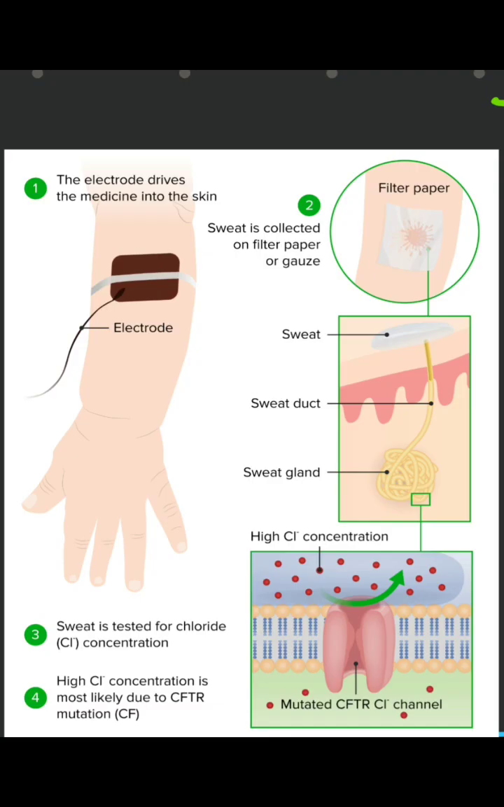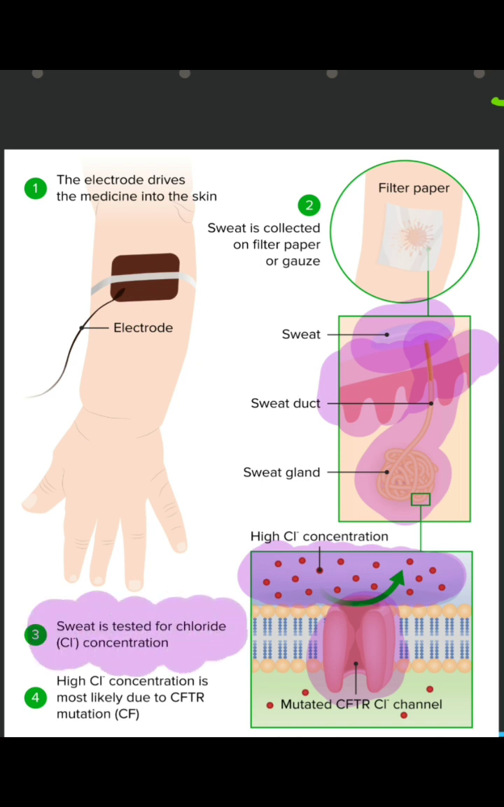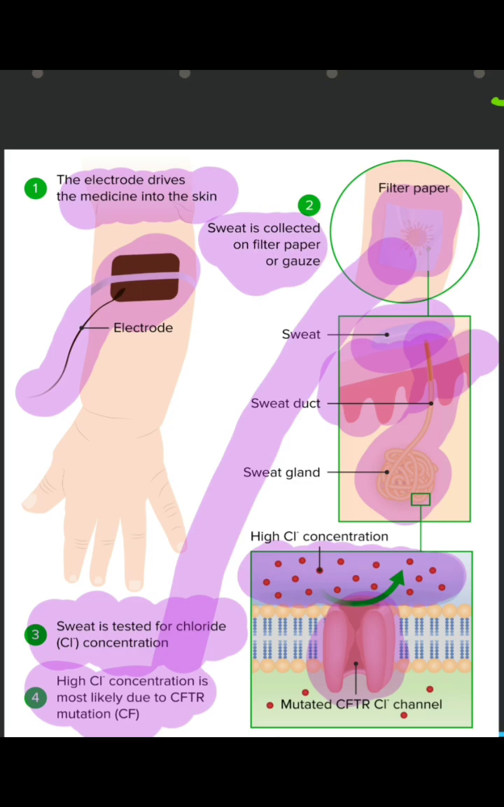So here you can see how the test is being done. Basically, this is the skin, this is the sweat. You can see the duct of the sweat gland is here. So basically you can see here where the mutated CFTR chloride channel is. So high chloride concentration is there in the surface of the sweat gland. So in the pilocarpine sweat test, we basically test for chloride concentration. So what happens is there is an electrode that is placed on the skin of the baby, and it drives the medicine pilocarpine into the skin. And then there is a filter paper that is placed on the baby's skin, and that collects the sweat on the filter paper or the gauze. And then the sweat is analyzed for the chloride concentration.